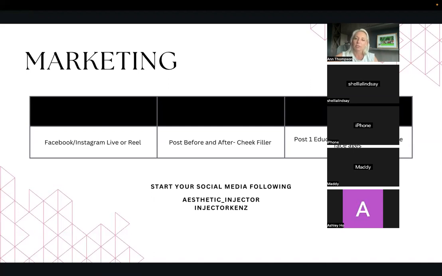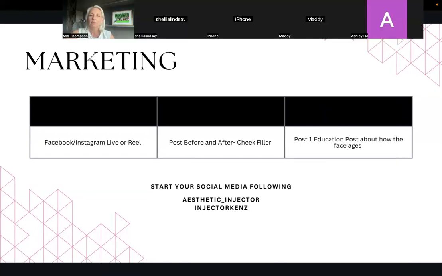And then you're also going to be posting a before and after of a cheek filler patient. And I have that graphic for you. And then the education piece that you're going to be posting is going to be about how the face ages, starting at 35 and how those fat pads go away, and that you stop producing collagen. So just an education post about how the face ages. This is something that you will recreate on your own.